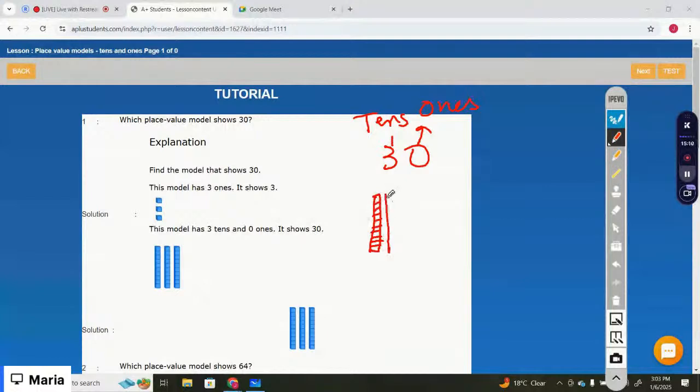So when you have 3 long bars like this that have 10 small squares and you do not have any square like this, the single squares are used to represent the ones digit. You don't have any one digit here. That means you have 0 squares like this. So you have only 3 bars that represents 3 tens. That means they represent 30, right?